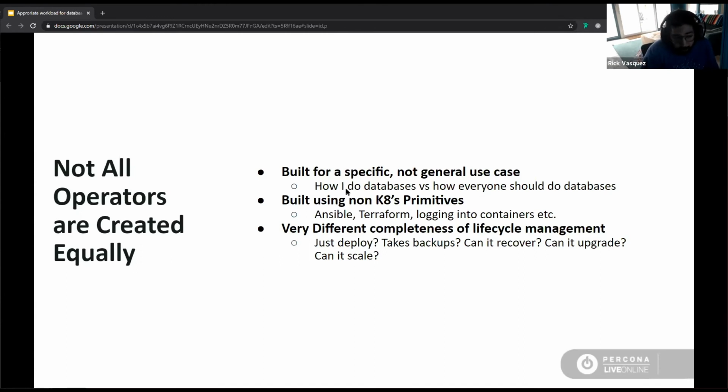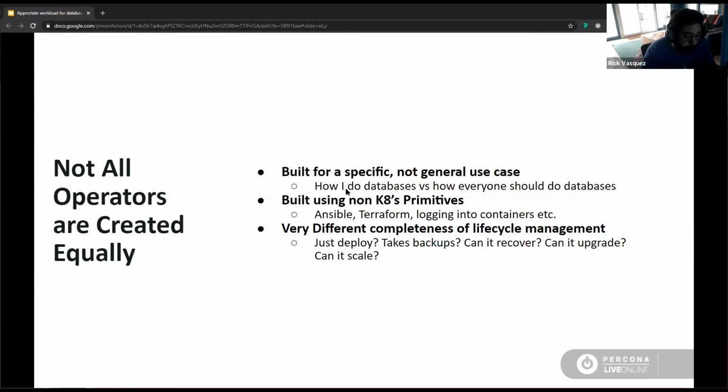There are some operators that are built using non-Kubernetes primitives. Some of them leverage Ansible, Terraform, or actually physically SSHing into containers and just using raw orchestration. Those are fundamentally different from operators that just use Kubernetes primitives. And then there's really all over the board different completeness of lifecycle management. Some operators can maybe just deploy it. Some can deploy and maybe take some periodic backups. Some can do all the steps required if all of the pods blow up, so that when they come back, they can recover in some graceful way.